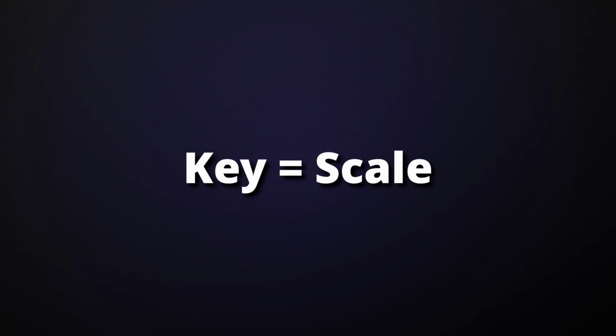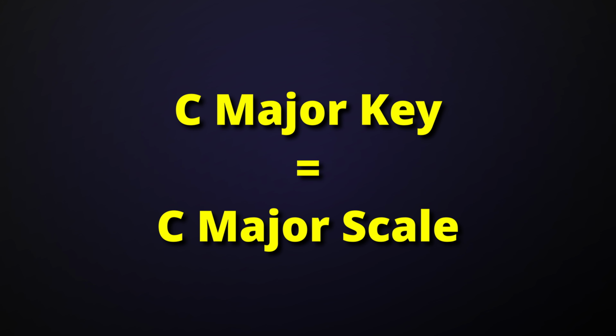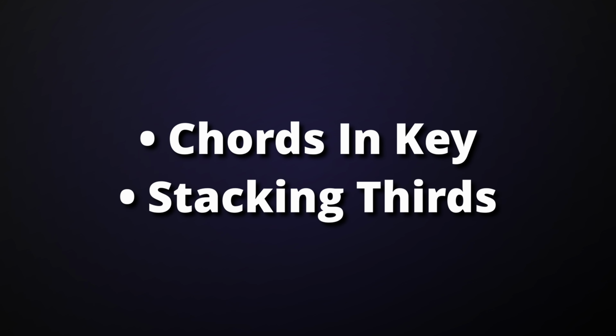A key is related to a musical scale. All of the notes for a song in a particular key will come from this scale. For example, a song in the key of C major will use notes from the C major scale. This also includes the chords in a key.